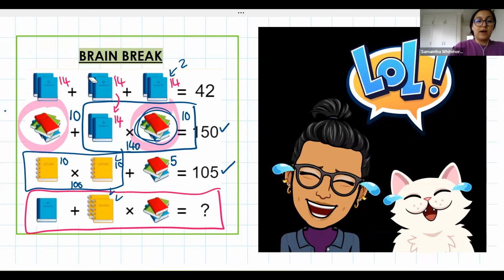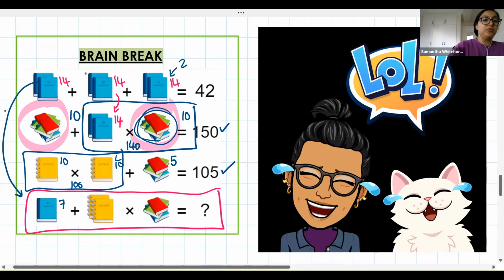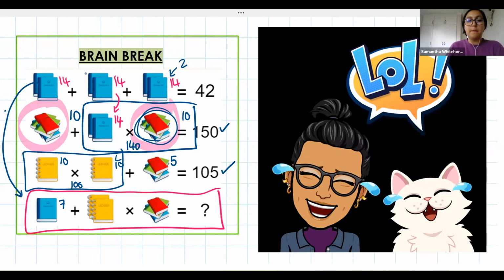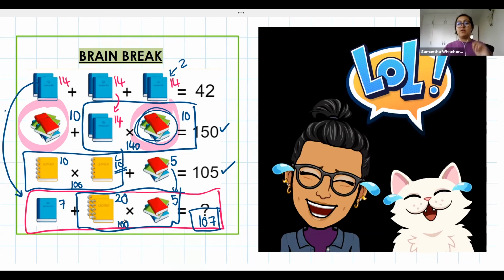And so this is now why Andile said 7, because from the blue books, two blue books is 14. So one blue book is 7. One yellow book is 10. So 2 yellow books is 20. And we already know the pile of books is 5. Again, we do BODMAS. So 20 times 5 is 100. Whoops, sorry. Is 100. And 100 plus 7 is 107 as our answer.